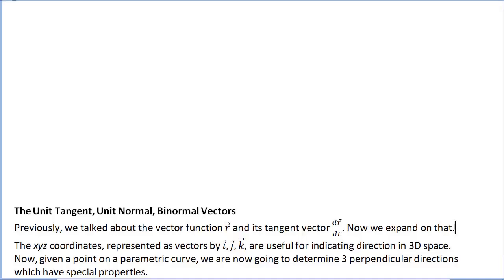Now this is connected with another idea. When we think of xyz coordinates, we can represent those as vectors, as the ijk vectors. Those are useful for indicating directions in three-dimensional space. So what we're going to do now is, given a point on a parametric curve, determine three perpendicular directions, just like ijk, but ones that have special properties relative to the parametric curve.